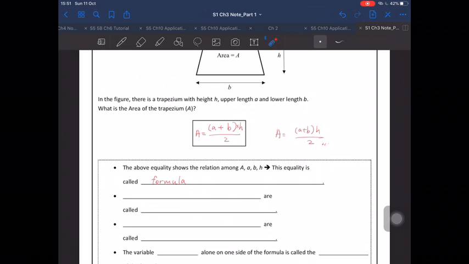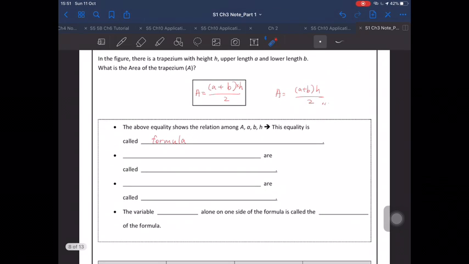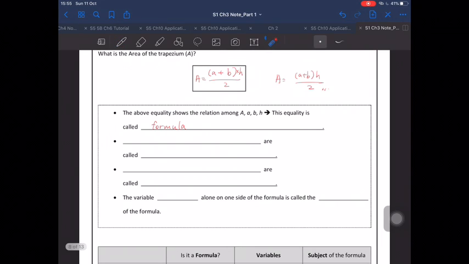So and then next, you will find that actually this formula can be written as 1 over 2 times (A plus B) brackets and then times H, right? So and then we will say capital A, small letter a, B and H are called variables. That means English letter variables.